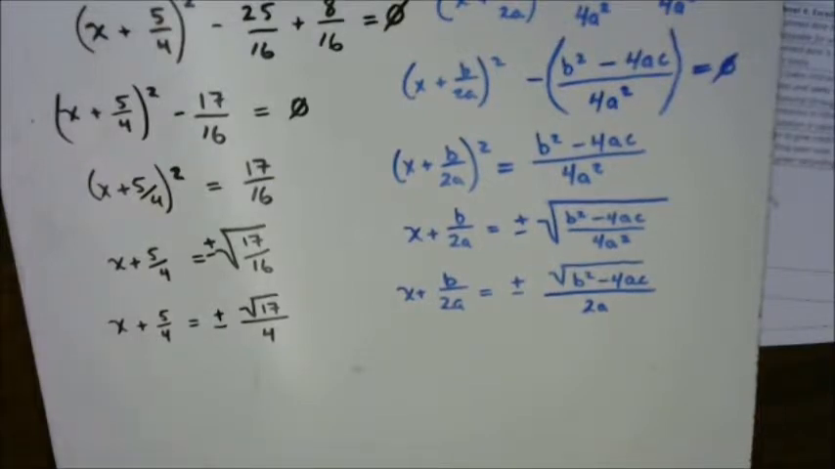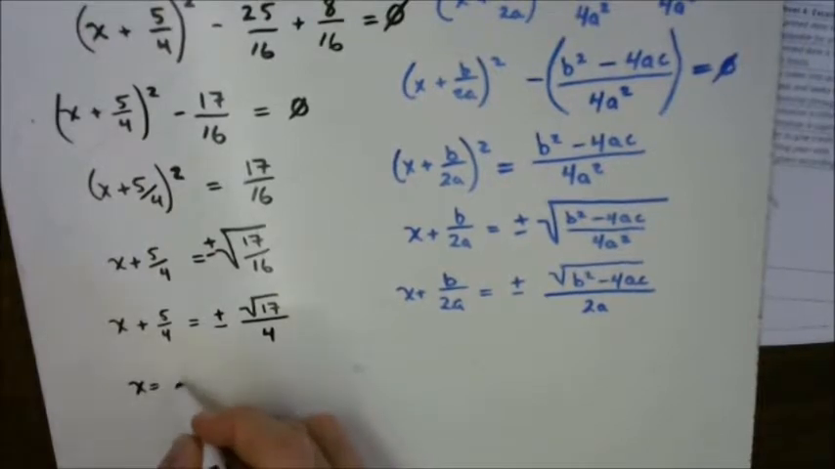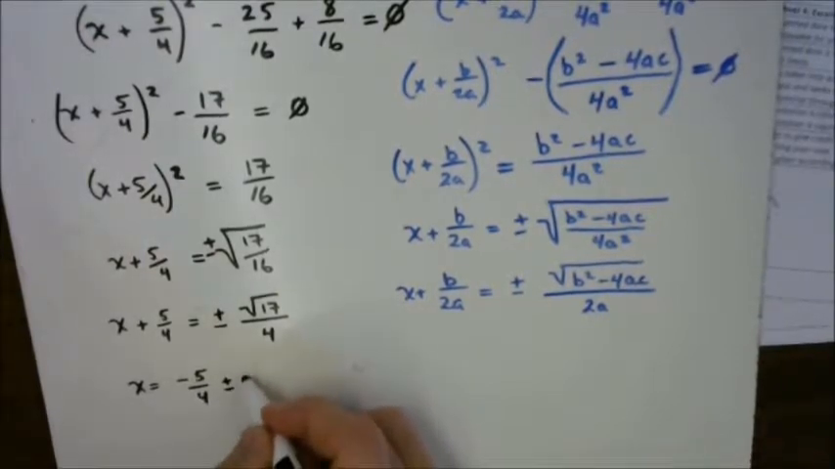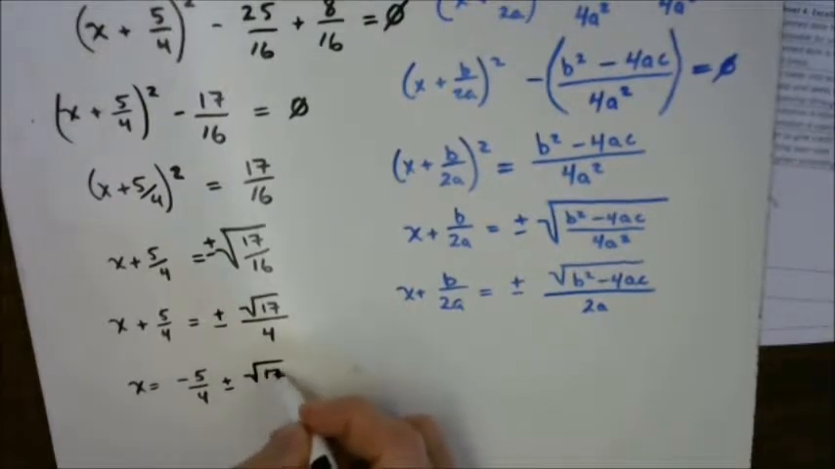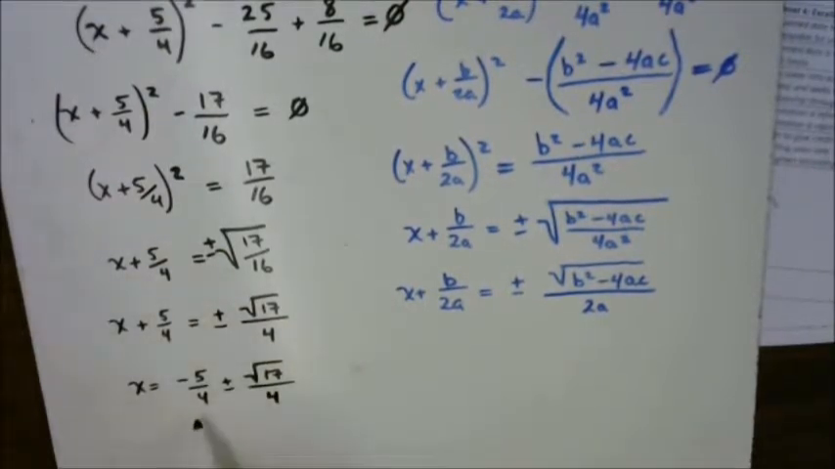Well, it's getting a little bit more simplified here as we move along. Now to get x by itself, I just need to subtract 5 over 4 from both sides. So we got x equals negative 5 over 4 plus or minus square root of 17 over 4. And now we see we have a common denominator already. So let's see what happens when we group those together.